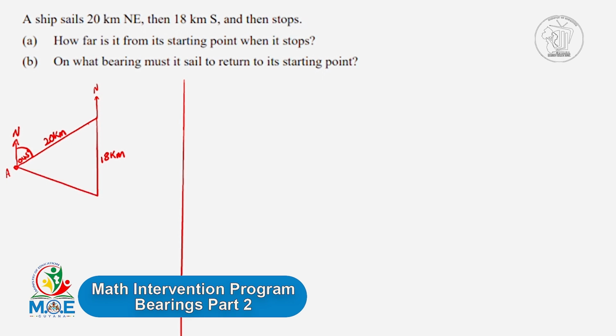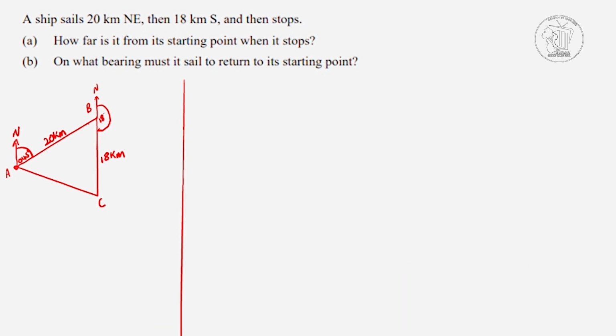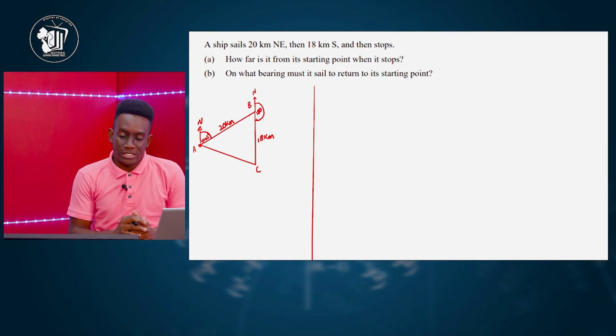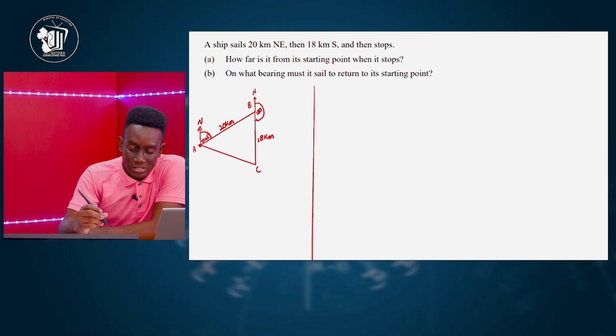Let's label. We can call this point B and this point here C. We know the bearing here, since it's south, would be 180 degrees. Do we know anything else? No, we don't know anything else. Now we have to find something. The question asks how far it is from its starting point, so they basically want us to find AC.